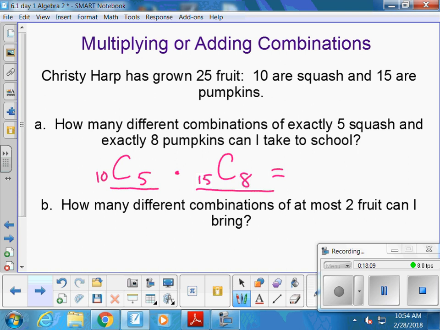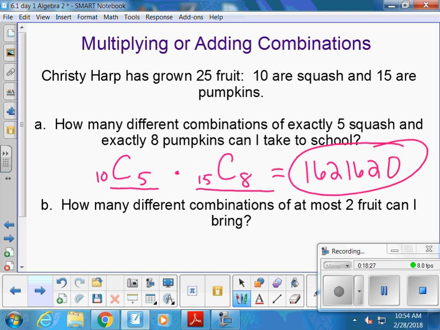Oh gosh. This is what I got, unless I typed it in wrong. 162160. Okay.